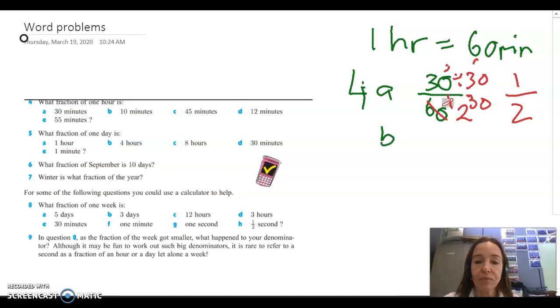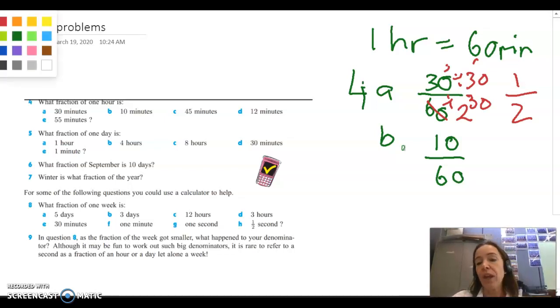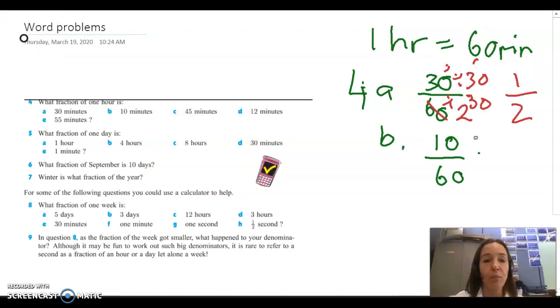B, 10 minutes. So again, it's 10 minutes out of a total of 60. Now, I'm not really sure, and maybe you're not really sure what you're going to do first, but you can think, what number goes into 10 and into 60? Well, they both end in a 0, so I can definitely divide both of them by 10.